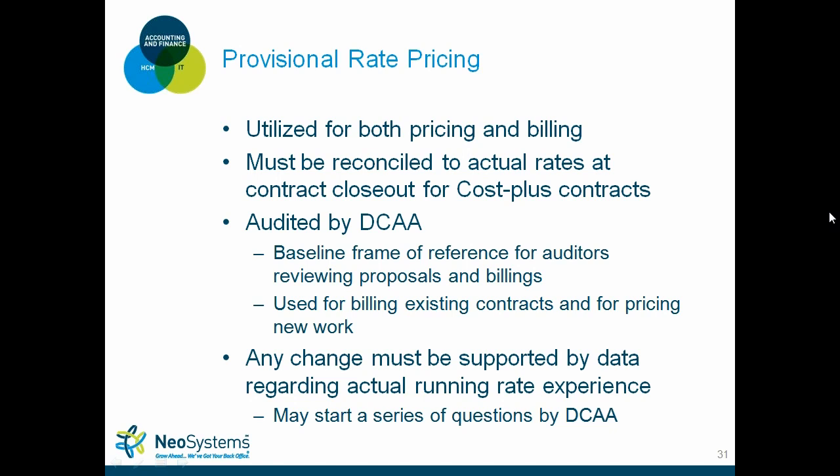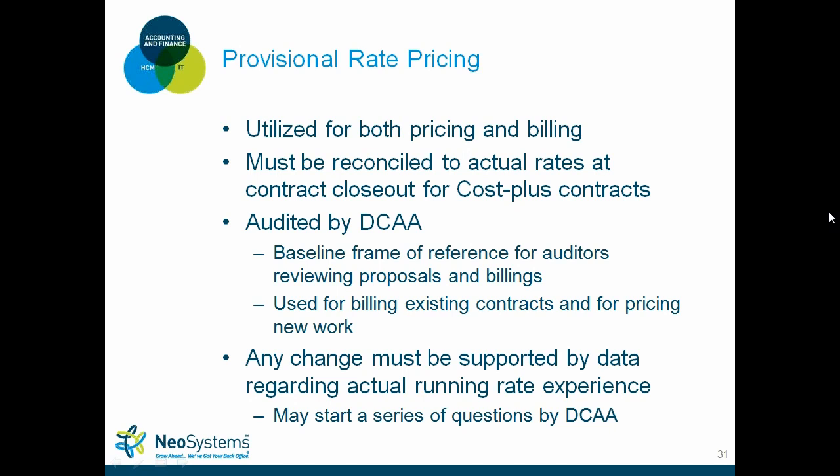So they're really used for both pricing and billing on cost-plus type work. That's where the billing would come in. You have to reconcile your actual costs versus your provisional rate costs, either at the end of the year or when your contract ends. They can be audited by DCA. You can always submit provisional rates. You don't have to have cost reimbursable type work to submit provisional rates.